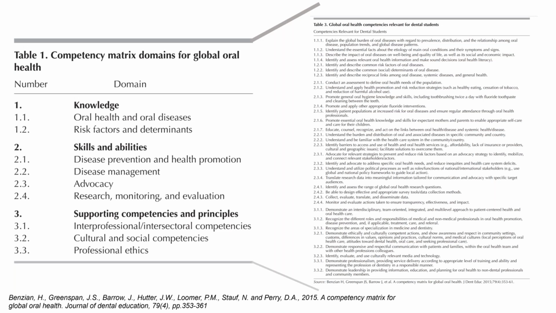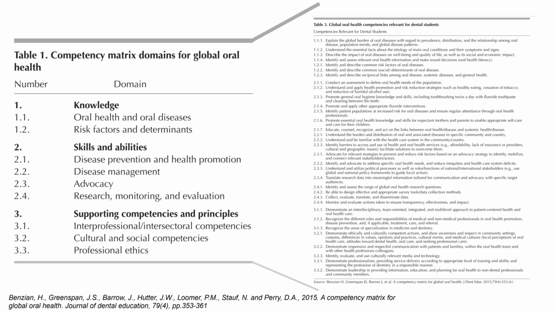So to the left, you'll see these are the domains, and to the right, you'll see the more detailed competency matrix. I just want you to focus a little bit on the left, the summarized one, and how it's broken up into three domains: knowledge, skills and abilities, and supporting competencies and principles. So what we do is we take this list of competencies and look at what has already been developed with the Global Health Starter Kit, which are additional competencies that we can develop and reinforce on the ground.